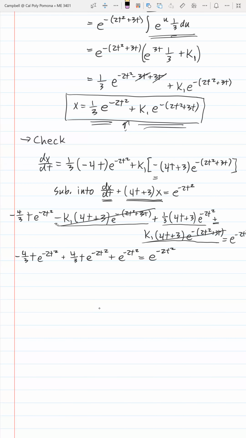And so, of course, we can see exactly what's going on. Clearly, those are the same quantities, just opposite signs, so they cancel. And of course, we're left with e to the negative 2t squared is equal to e to the negative 2t squared. Sure enough, that is our solution to this differential equation. And so we're good to go.